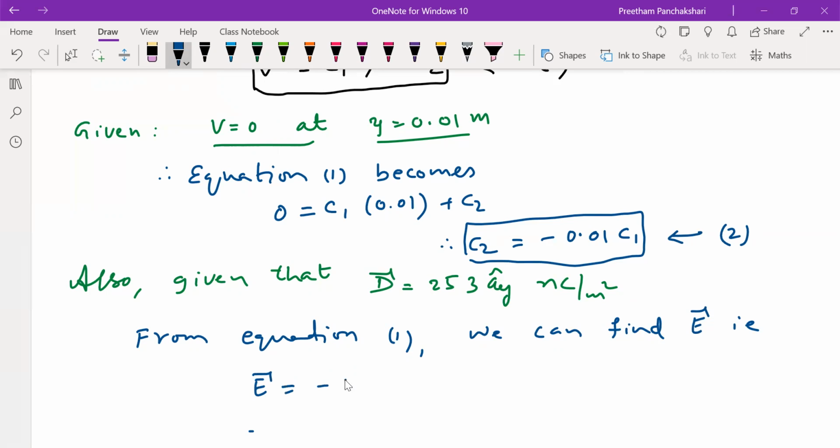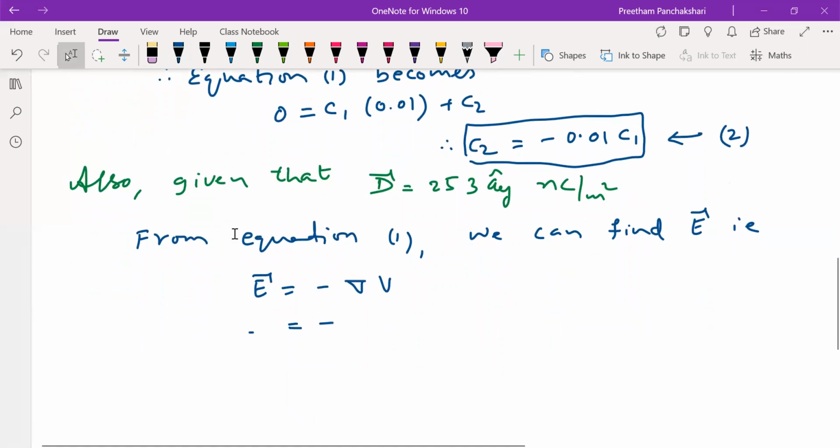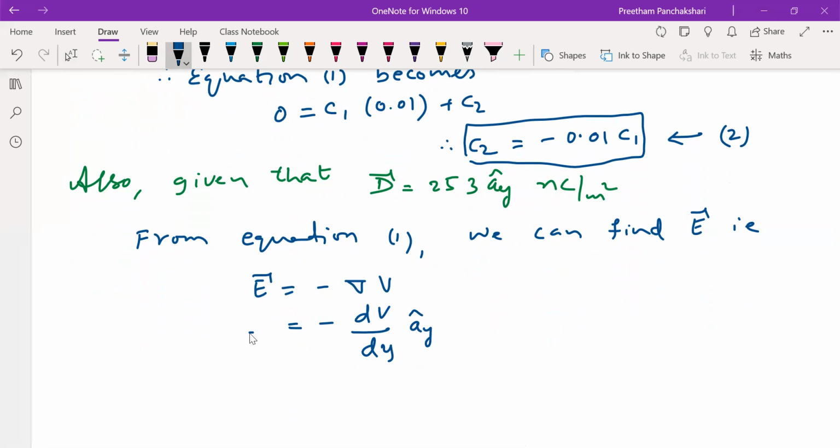E is equal to minus del V, the negative gradient of potential. So expansion of del V in Cartesian coordinate system, and V is a function of y only. That's why I directly write this as dV by dy a cap y. That is our E, because all three components, dou V by dou x, dou V by dou y, dou V by dou z, will be present in E. Among them, dou V by dou x and dou V by dou z are 0.